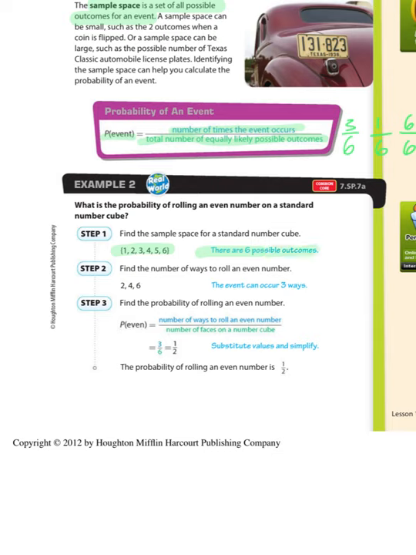Then we determine the number of outcomes that would match the event given. So the outcomes that are even are 2, 4, and 6. So that event can occur 3 ways. There are 3 possible outcomes that fit that event. So the probability is going to be the number of possible outcomes, the possible ways that that event can occur, over the total number of possible outcomes. So 3 over 6, or 1/2. We could also say that that's 50%, or 0.5.